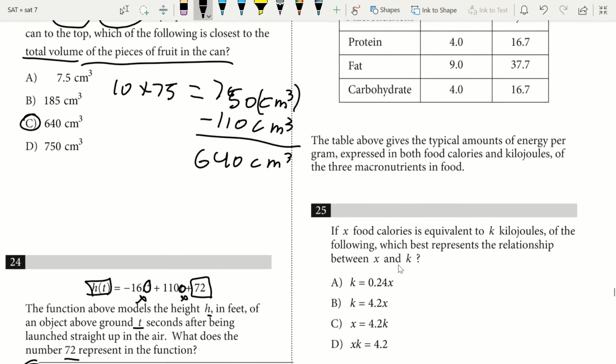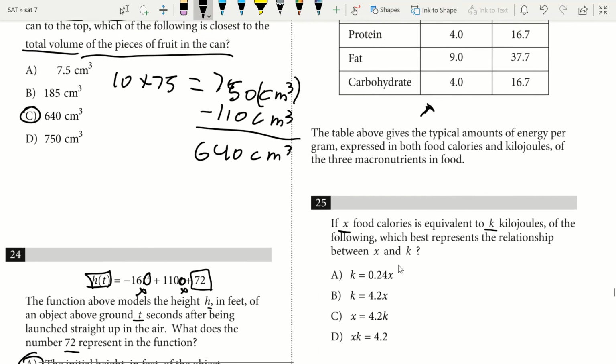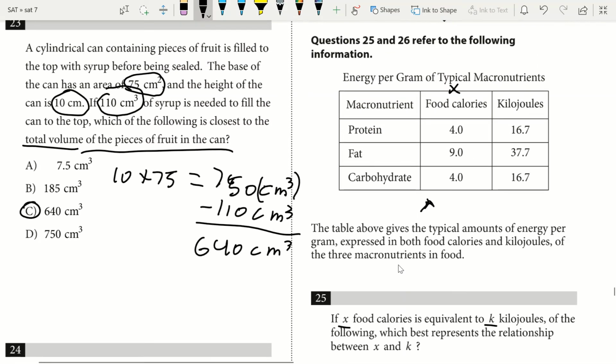All right, so question 25, it's referring to this up here. I'm going to read it. If X food calories is equivalent to K kilojoules, which of the following best represents the relationship between X and K? All right, I'm going to put X for there. I'm going to put K here so I know. Just looking at this, I see 4 times about 4 is 16. 9 times about 4 is 36, 37, right? And then 4 times just about 4 will give me, once again, that 16, right? So I know that my K then is going to equal about 4 times whatever my X is.